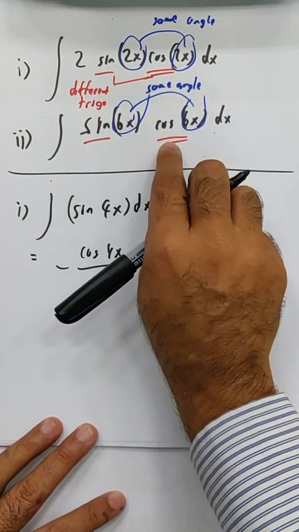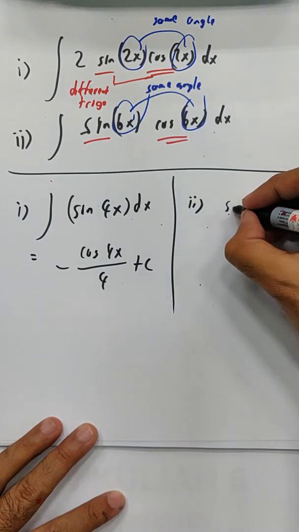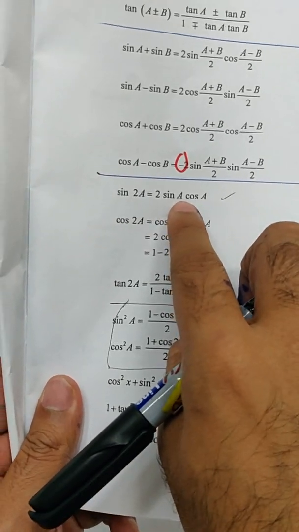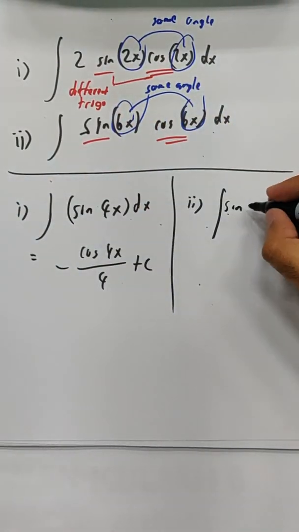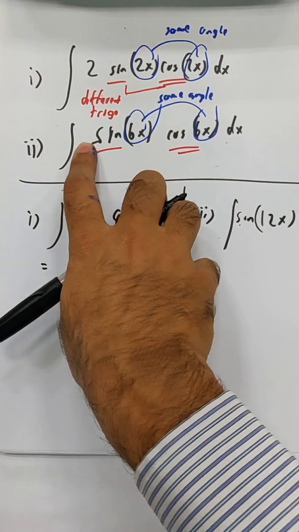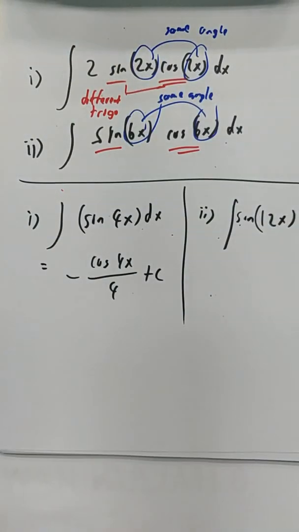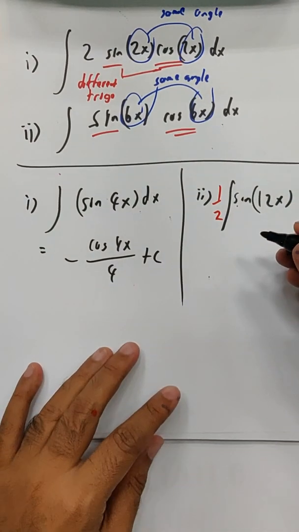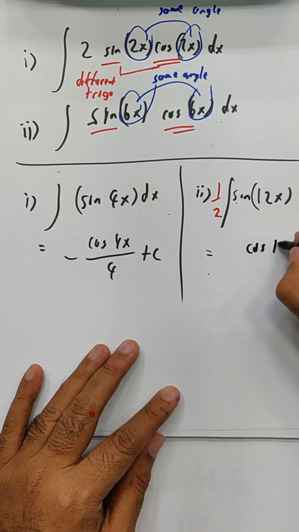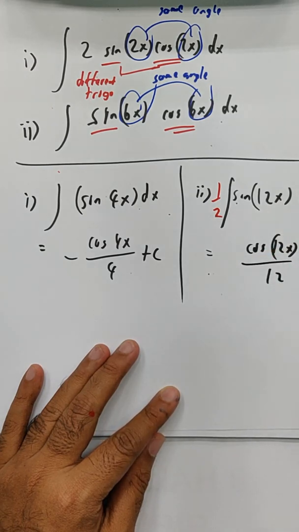Sine, cos, so different trigo, same angle. I get myself sine. And then remember the angle you need to times 2. So 6x becomes 12x. But this one doesn't have 2 in front. You need to have 2. So what happened? 1/2. Okay, going to give you sort of the same thing. Cos 12x over 12, 1/2. I think there's a minus there. Yes, there's a minus. Sorry.